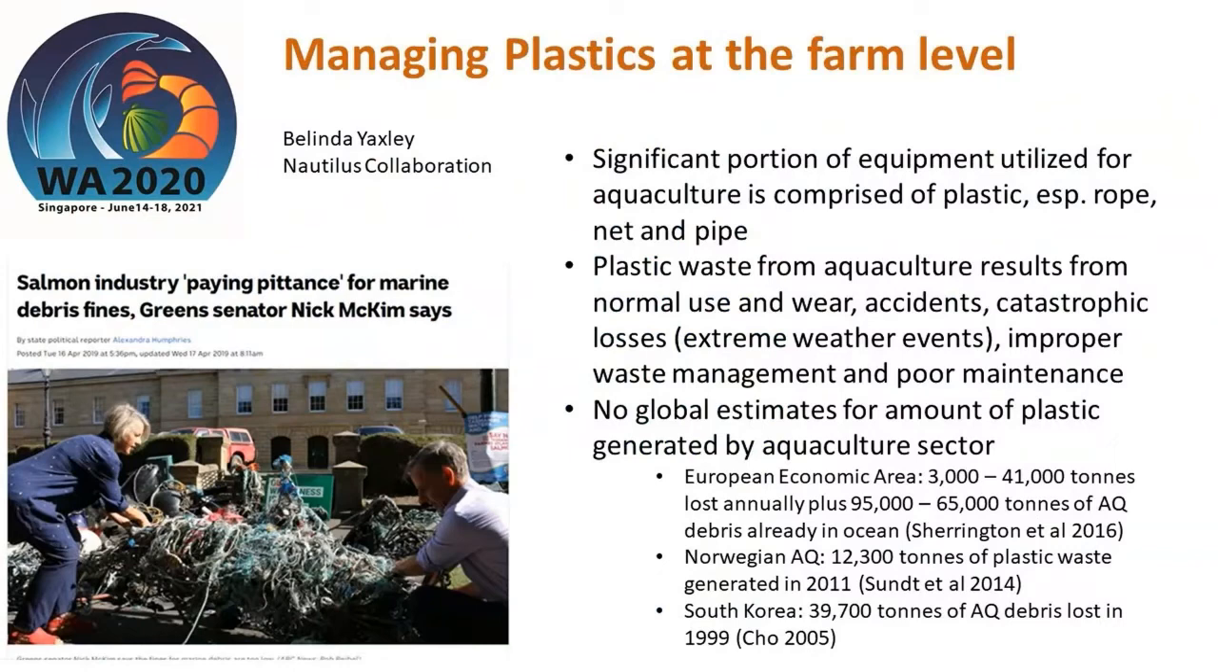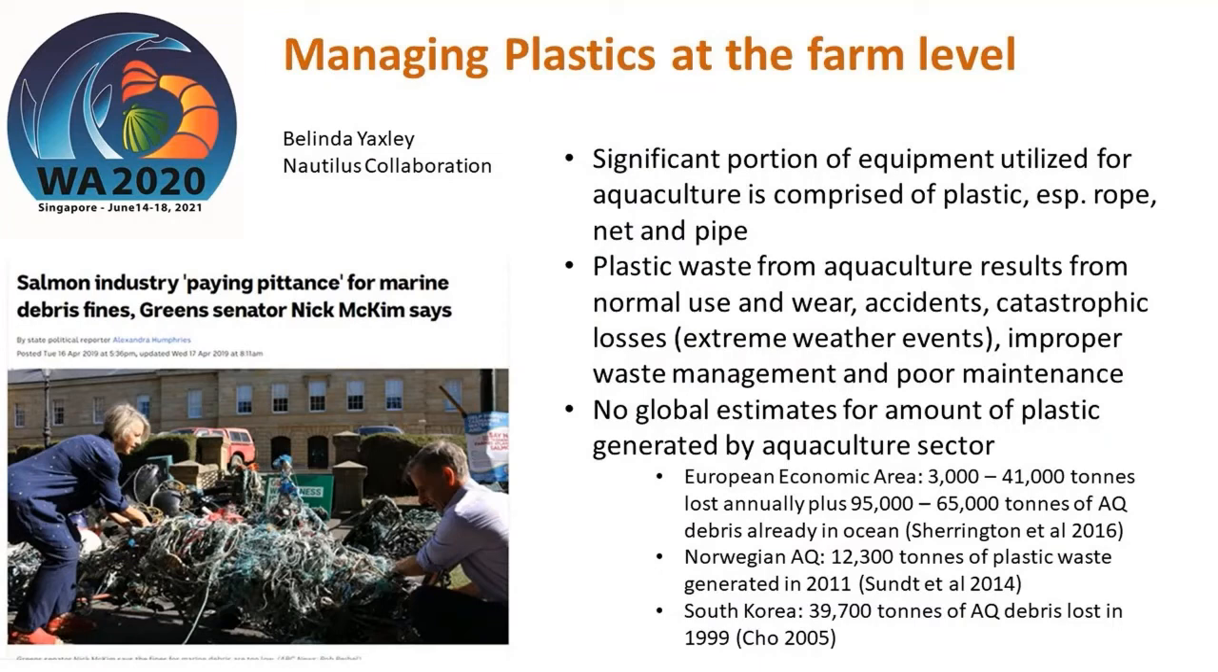And the plastic waste from aquaculture results from normal wear and tear, from accidents, such as catastrophic losses to do with extreme weather events, and improper management, and a key here is a strong maintenance program. So where there exist poor maintenance systems, there is often an issue with marine debris.